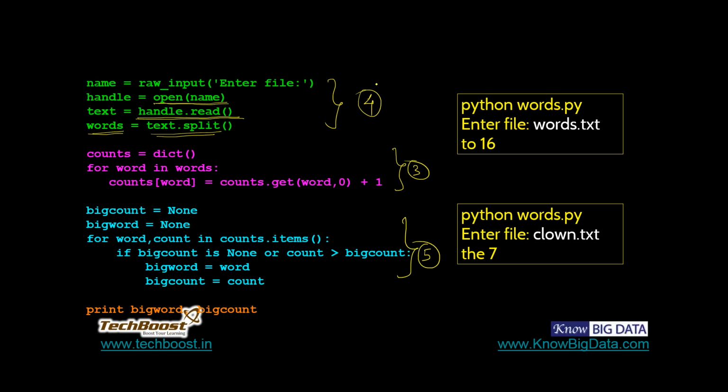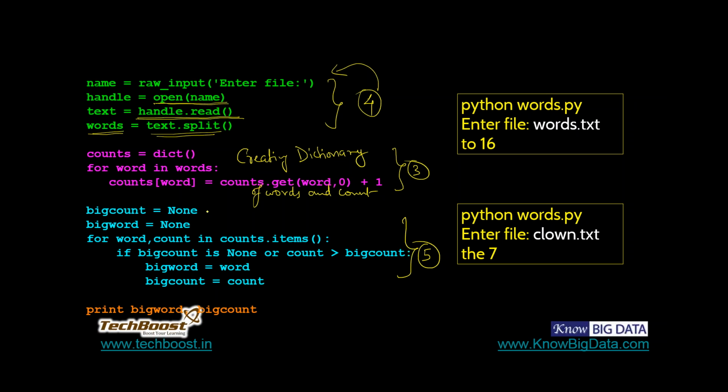In the fourth step, what we're trying to do is open a file and read the contents, as simple as that. In the next one, we're trying to count the number of words. So what we are basically doing in the third step is creating a dictionary of words and counts. The fifth step seems pretty much new. Let us see what we are trying to do here.